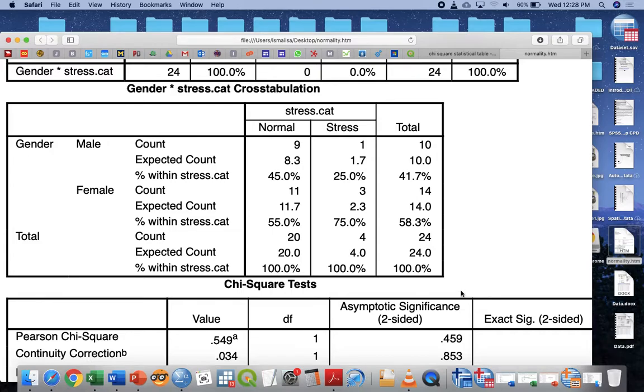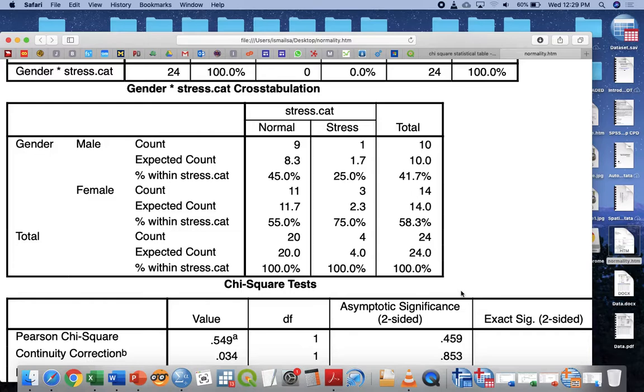How to calculate expected count for A? A will be calculated as follows: 10 times 20 divided by 24. This one times this one divided by this one, you get A. B: this one times this one, 10 times 4 divided by 24. And then C: 14 times 20 divided by 24. Majority of you already feel pain in your brain, it's okay.